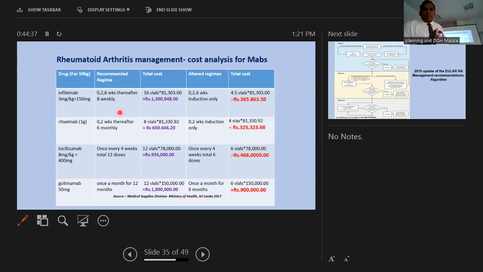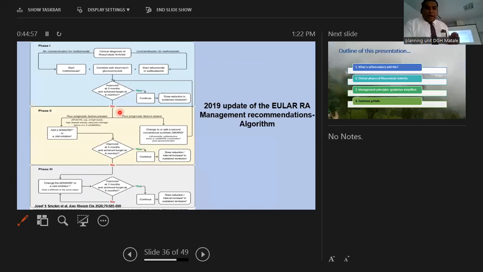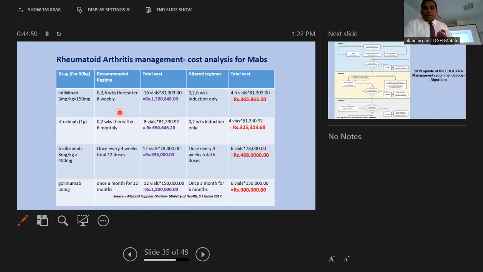So if we prescribe infliximab, total annual cost would be 1.3 million. For golimumab, which is a TNF alpha inhibitor, it would be at least 1.5 million in 2017. So I'll come back to this cost analysis.